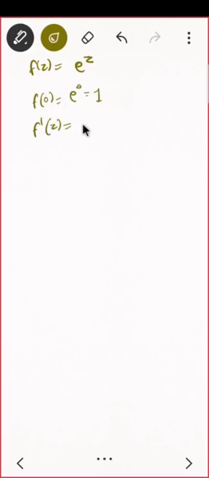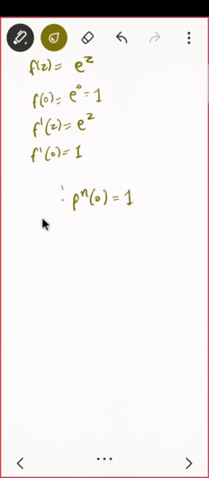Suppose you have a function f of z equal to e raised to z, say. And the question is to find the Taylor series around z equal to 0, that is the Maclaurin series. So what do you observe? What is f of 0? That is e raised to 0, that is 1. What is f dash of z? That is again e raised to z, and f dash of 0 is again 1. And do you observe that f nth derivative at 0 is 1, so everything is 1.